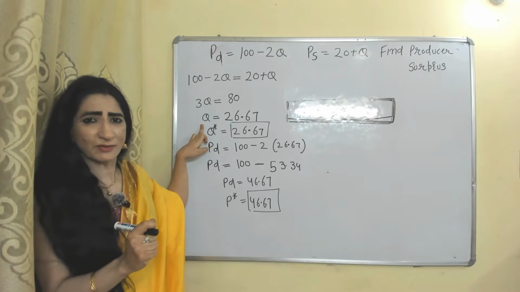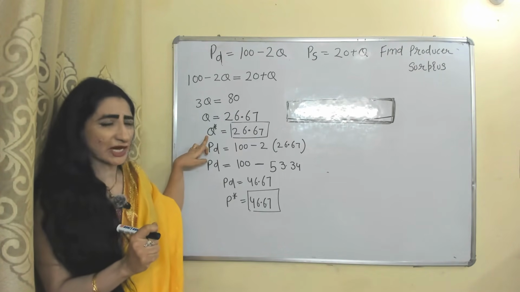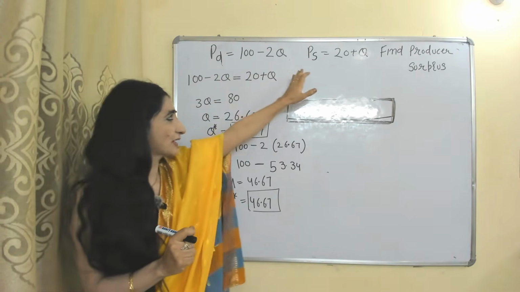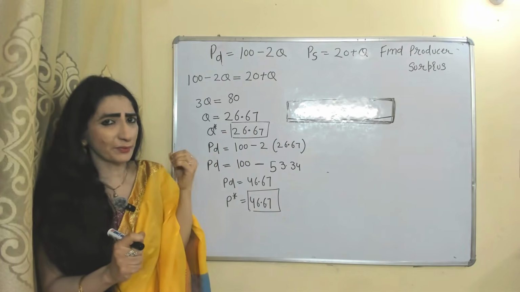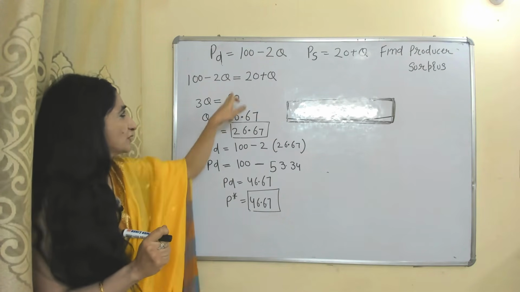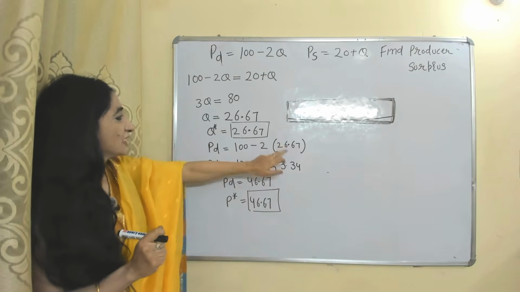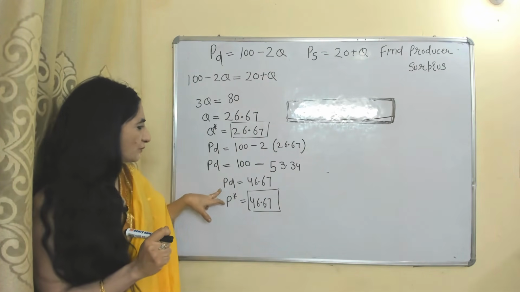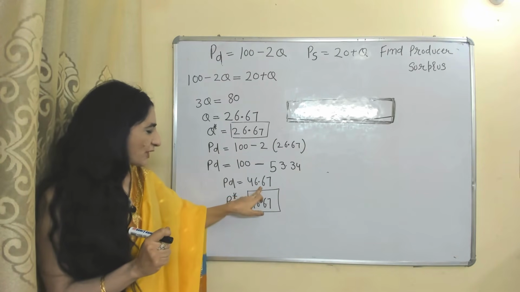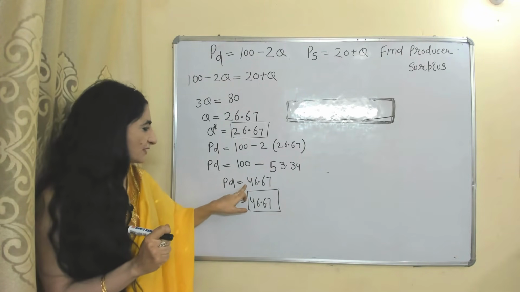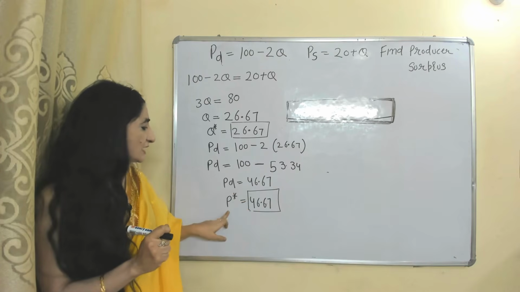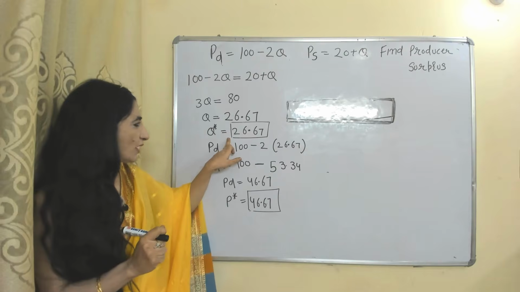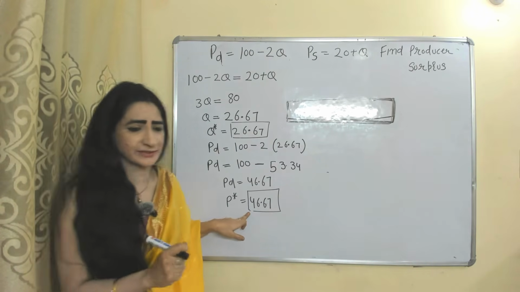As we know, equilibrium quantity is represented by Q star. Now, by putting the value of Q in either the demand or the supply function, we can calculate the equilibrium price. We will put the value of Q in our demand function. In place of Q, we write this value and solve. It becomes 46.67. This is our equilibrium price, represented by P star. This is the equilibrium quantity and this is the equilibrium price.